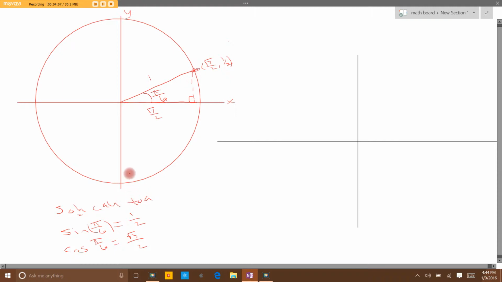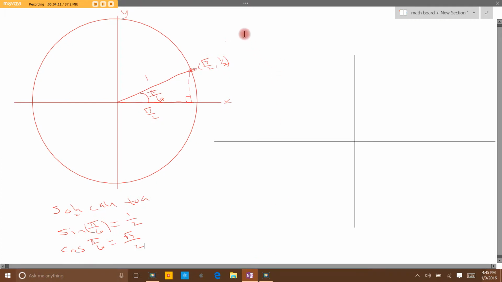Now, how does that work when it comes to graphing it? Well, when we talk about the sine function, and we want to graph y equals sine of x, not theta, but x, we're using x, right? The y and then x axis, right?